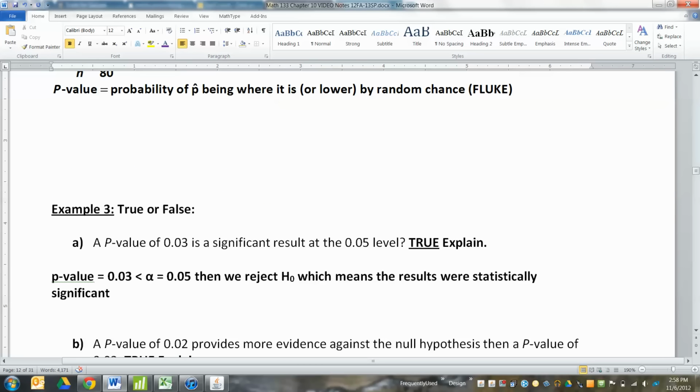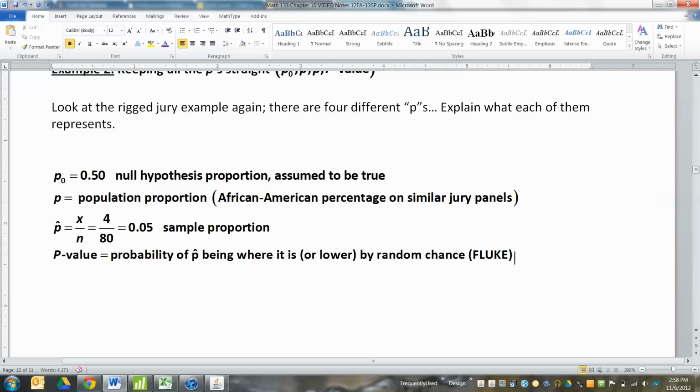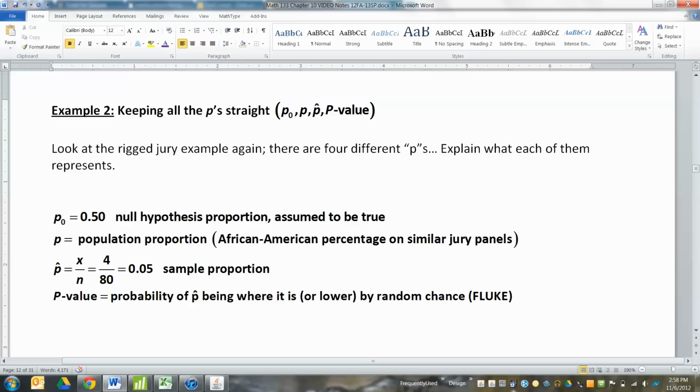That's what you found. All right, we're going to have to stop right there, and we'll pick back up here for a little bit more about p-value and what it means. I'll see you then.